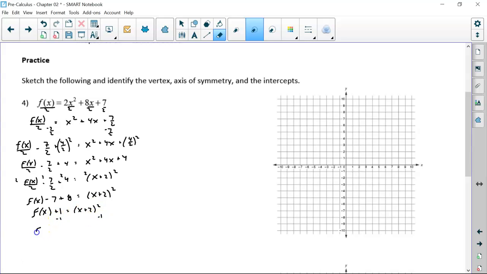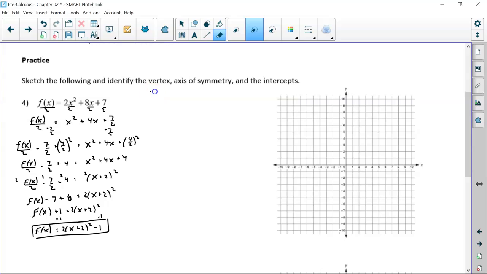So that's f of x plus 1 equals x plus 2 squared. Subtract 1 from both sides, f of x equals x plus 2 squared minus 1. Oops, sorry, I lost my 2 early on. That's 2 times the quantity of x plus 2 squared. So f of x equals 2 times the quantity of x plus 2 squared minus 1.